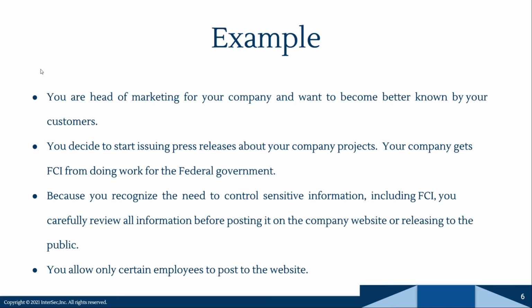Let us go over an example to understand the AC.1.004 practice a bit further. You are head of marketing for your company and want to become better known by your customers. You decide to start issuing press releases about your company projects. Your company gets FCI, or federal contract information, from doing work for the federal government. Because you recognize the need to control sensitive information, including FCI, you carefully review all information before posting it on the company website or releasing it to the public.